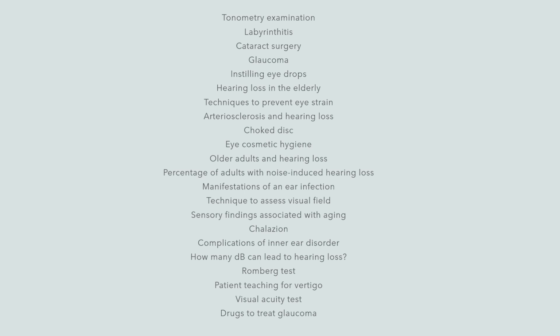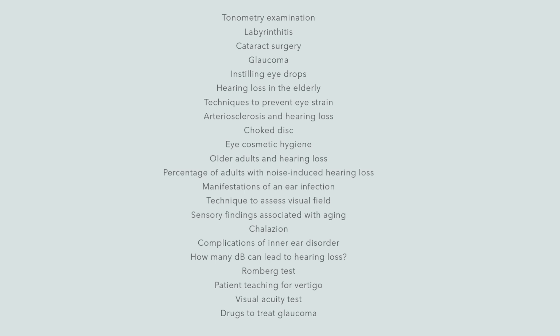Understand basic eye care. How do we care for our eyes to prevent any of these disorders from happening? You can see this on page 588. How can atherosclerosis play a role in hearing loss? See this on page 620. A choked disc on page 587. This indicates increased intracranial pressure.